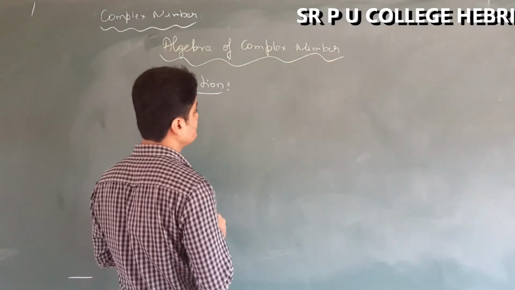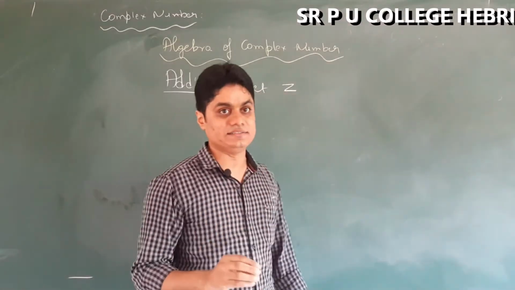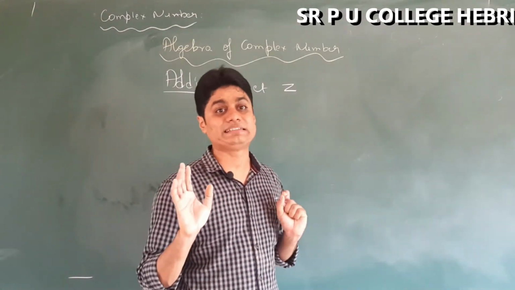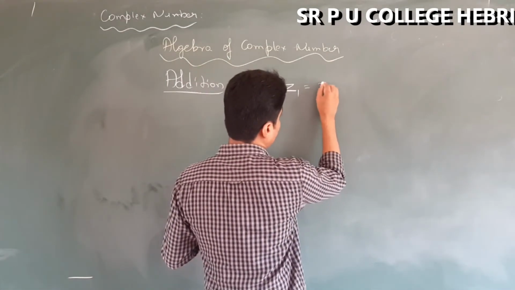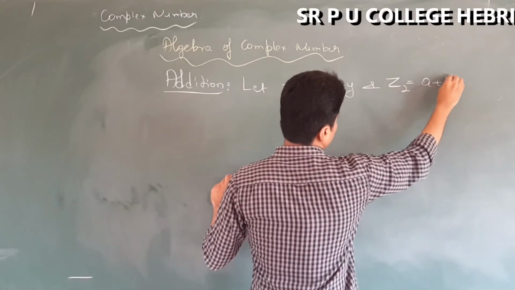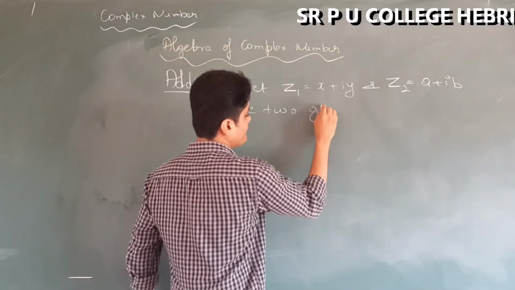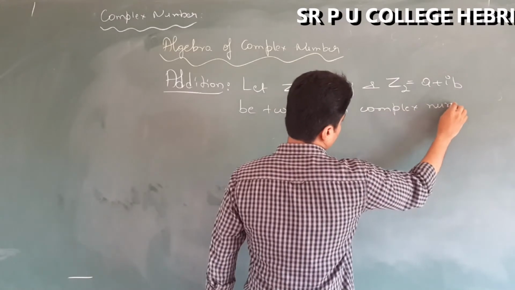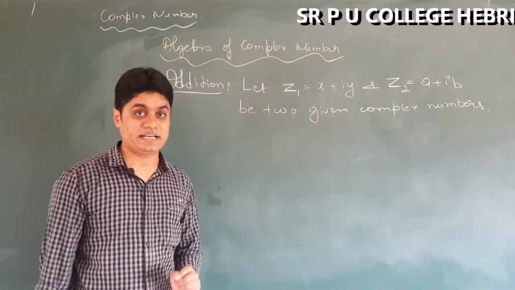Okay, listen here. Usually we represent a complex number as z, small letter z or capital letter z, whatever. So let it be z1. Let z1 is equal to x plus iy and z2 is equal to a plus ib, two given complex numbers. So if these are the two given complex numbers, here I will define addition as well as subtraction. Both I will define together.